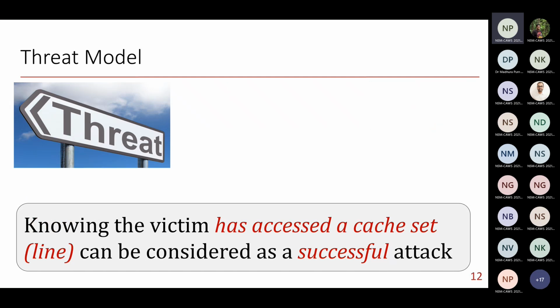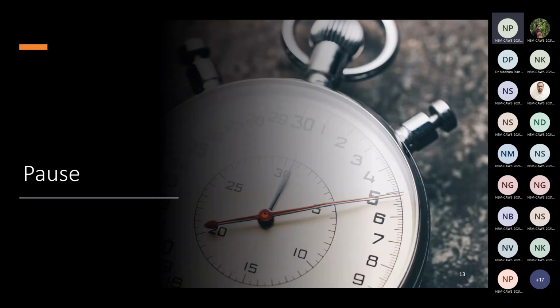The threat model for this session, we'll try to make it pretty simple. We'll say that the attacker is successful if the attacker comes to know that a particular cache set has been accessed by a victim. Okay, forget about the exact address. As long as we can say that, okay, set number 100 was accessed by the victim, we will define that as a successful attack, at least for this session. Okay. Any questions so far before we jump into more details?